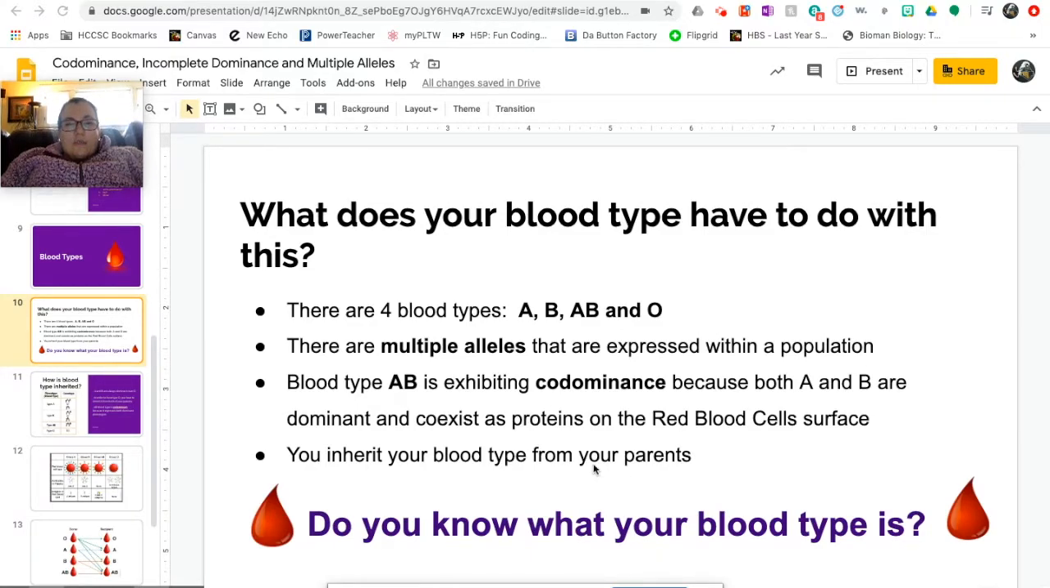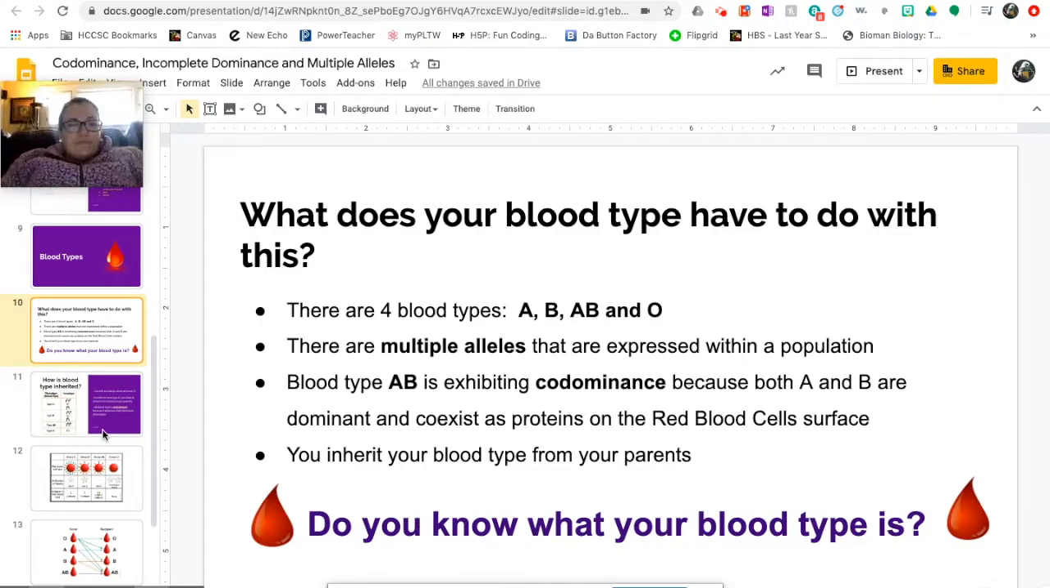You inherit your blood type from your parents, and I'm curious, how many of you actually know your blood type? Message me if you do. I think it's interesting. Hopefully you've donated blood. I know you probably haven't, you're too young, but hopefully at some point in your life you will donate blood. It's a good thing to do for sure.